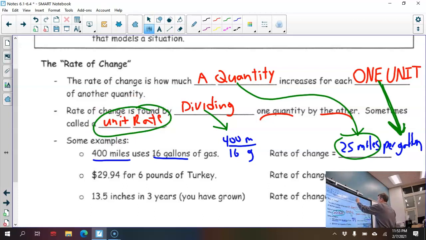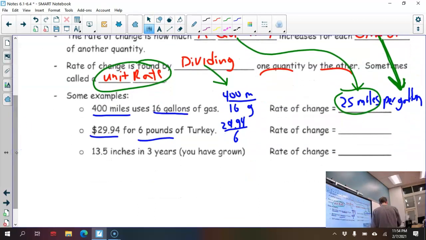Let's look at another one. $29.94 for 6 pounds of turkey. My wife likes to get turkey at the store. We have it for lunch or dinner. So what would the rate of change there be? So it would be $29.94 divided by 6. And if you divide that, you get 4.99 per pound. I guess most people would write that with a dollar sign, dollars per pound like that.